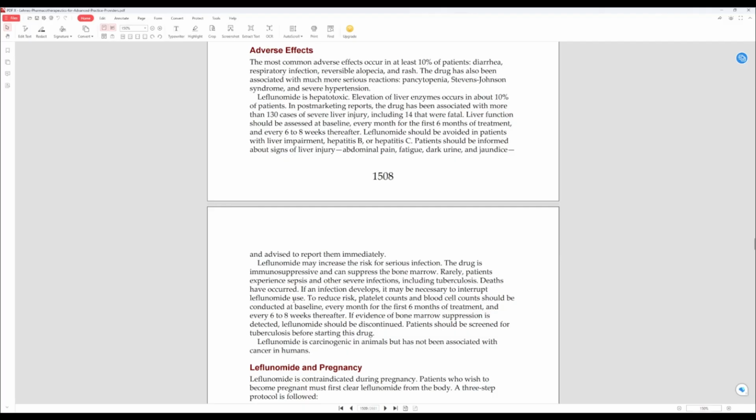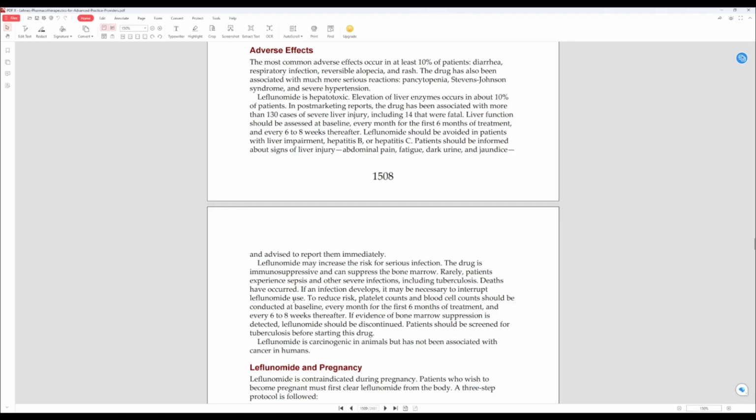Leflunomide should be avoided in patients who have liver impairment, hepatitis B or C. Patients should be informed about signs of liver injury, which include abdominal pain, fatigue, dark urine, and jaundice, and be advised to report them immediately.